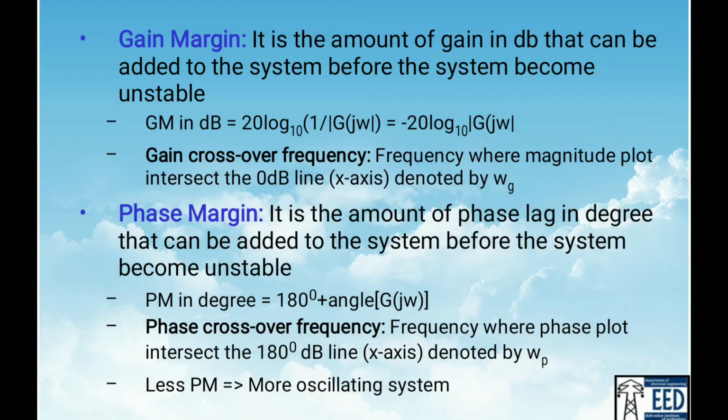And what about the phase margin calculation? Phase margin in degrees is equal to 180 degrees plus the angle of G(j omega). The phase crossover frequency is the frequency where the phase plot intersects the 180 degree line, and that is denoted by omega PC. The less the phase margin, the more oscillating the system. So if the gain margin and phase margin are both positive, the system is stable.